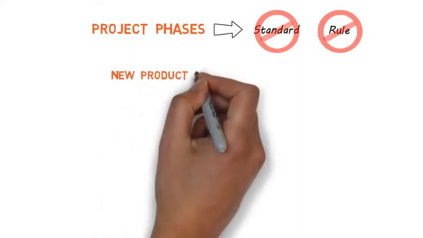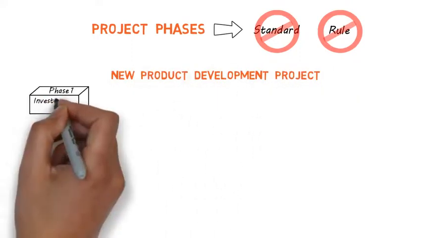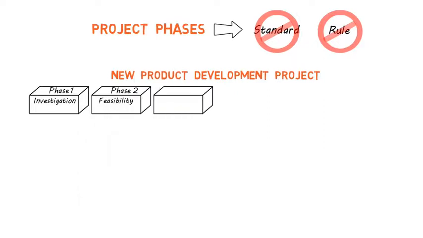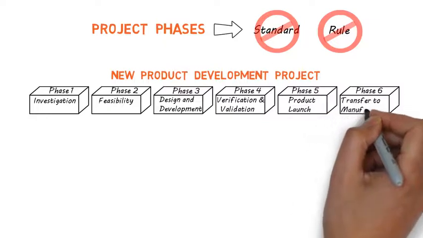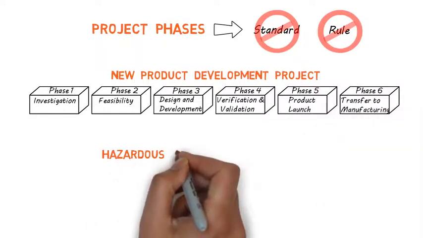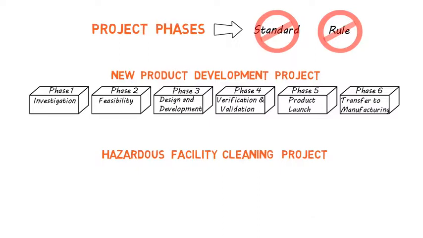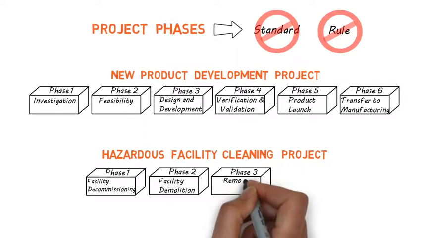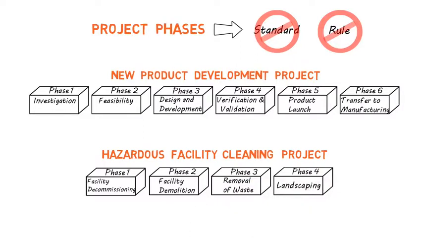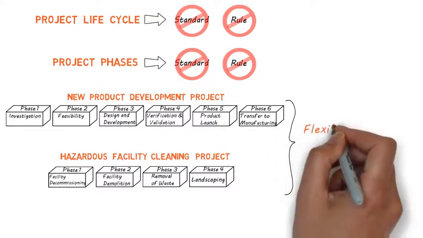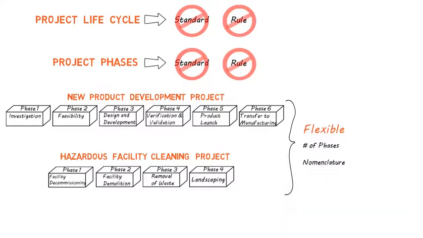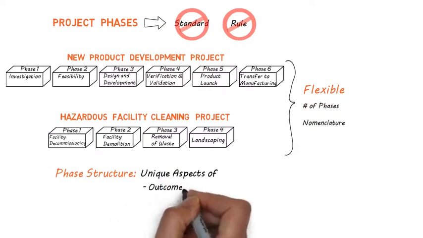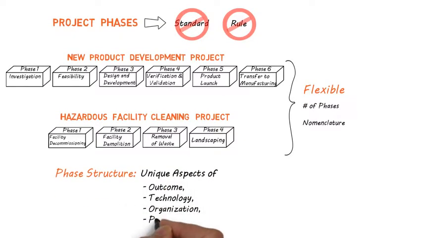For example, new product development project can be divided into phases called investigation, feasibility, design and development, verification and validation, product launch, and transfer to manufacturing. Hazardous facility cleaning project may be divided into phases called facility decommissioning, facility demolition, removal of waste, and landscaping. In short, projects can be flexible in terms of number of phases and their nomenclature. The phase structure is dependent on the unique aspects of its outcome, technology, organization, and preferences.